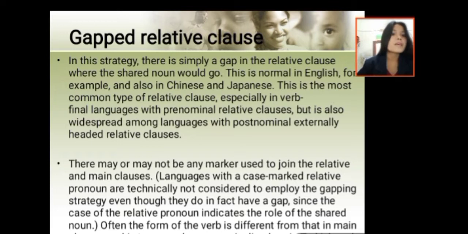There may or may not be any marker used to join the relative and main clauses. Languages with a case-marked relative pronoun are technically not considered to employ the gapping strategy, even though they do in fact have a gap. Since the case of the relative pronoun indicates the role of the shared noun, often the form of the verb is different from that in the main clause and is to some degree nominal.